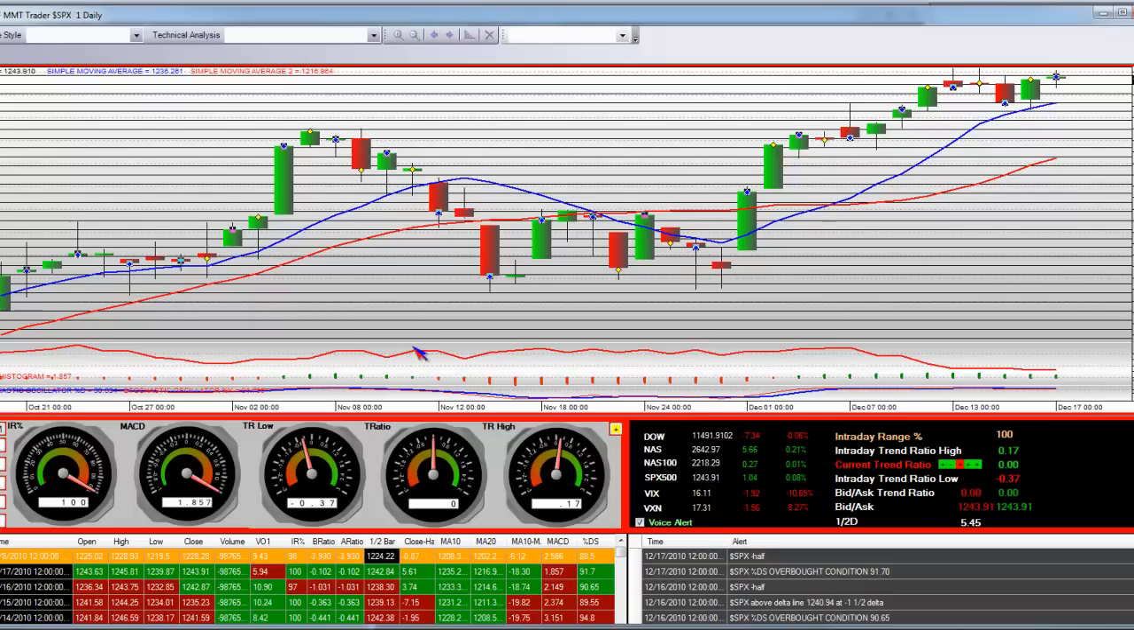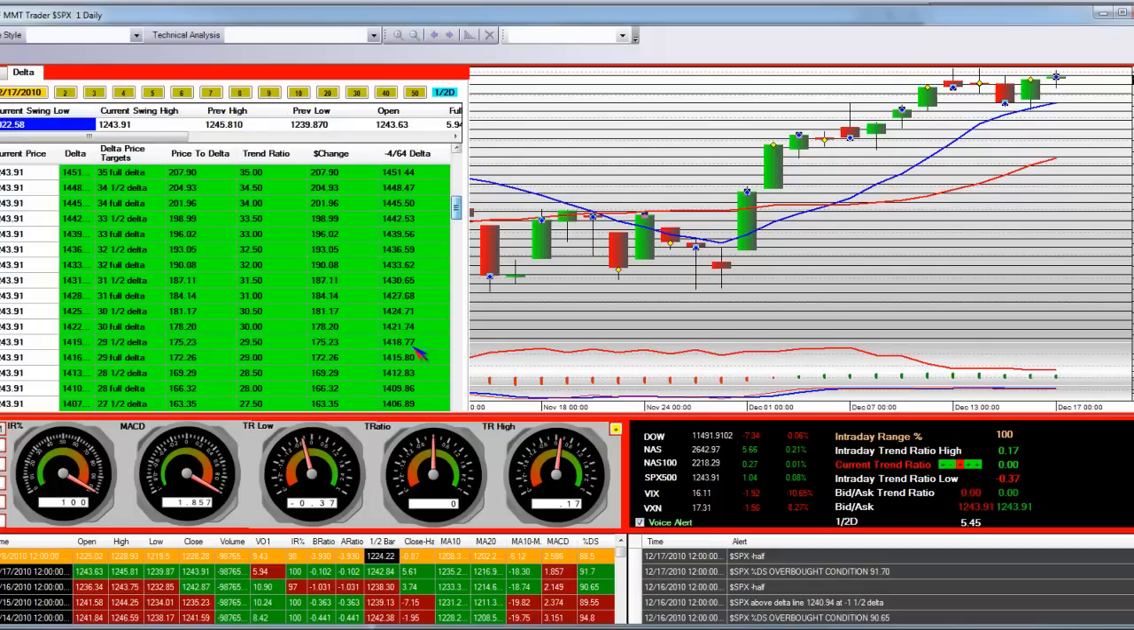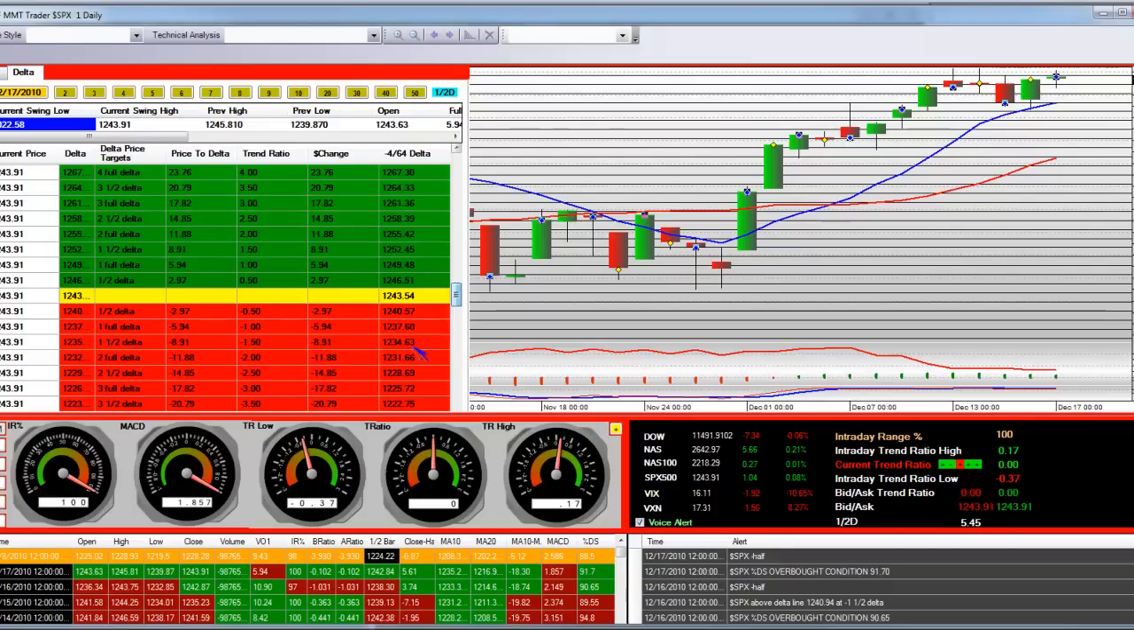Just as a delta is 5.45, if I go in here and look, here's where we're at, 1243 on the S&P. So if I go up a full delta, I've got 1249 resistance at full delta. Half delta is 1246 on the S&P. The closing price on the S&P right now is 1243.91. I am above that there.